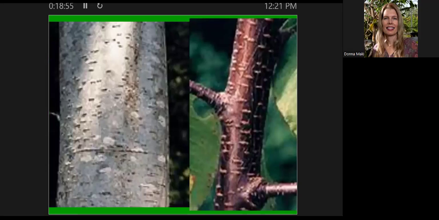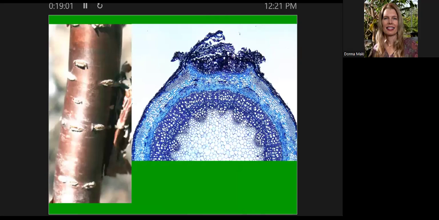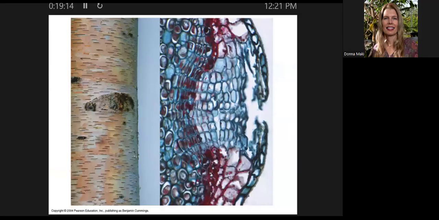Ooh, that's kind of blurry. But here you can see some lenticels too, some of the trees that we have around here. And then under the microscope, you would see something like this where you can definitely see it's much more loosely packed. You can see how they would have a little bit better access to oxygen. Here's another example.